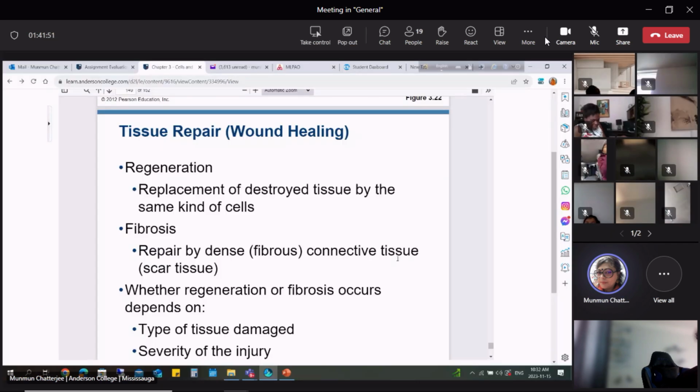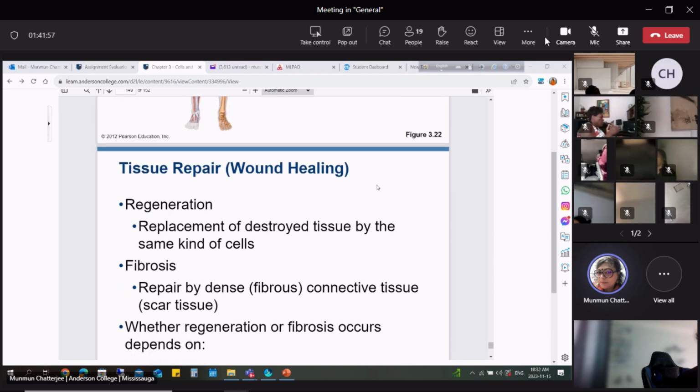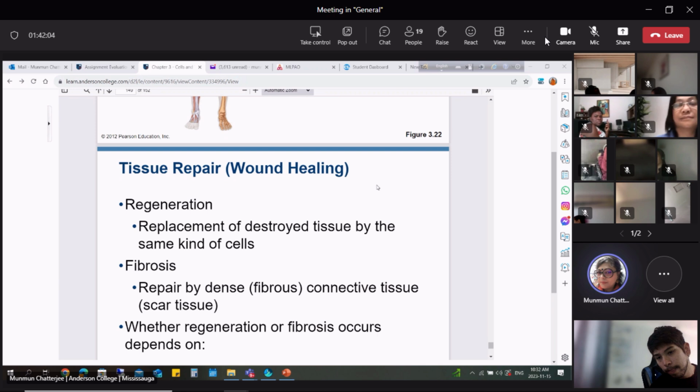Okay. So tissue repair. What is tissue repair? It means wound healing. Everybody is there? Can you hear me? Yes, we can hear you. Okay, good. And you can see my screen too.